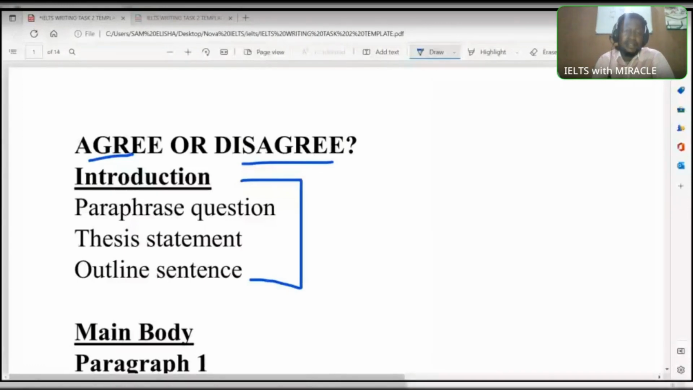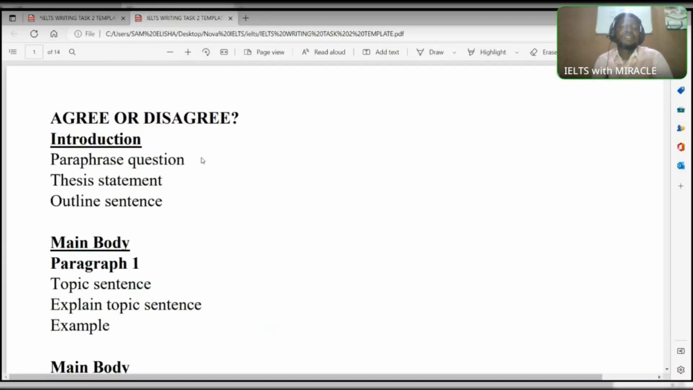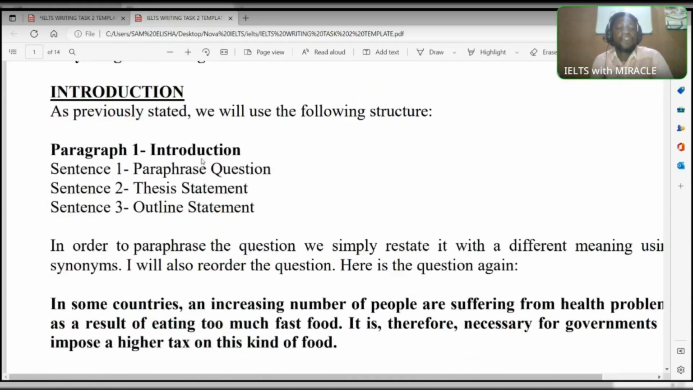Now, before we go to the body, let me show you an example. Let's consider this question here and look at what is done in the introduction. As previously stated, we'll be using the following structure. So this is like a 3-sentence structure. First, we paraphrase the prompt. Then we write the thesis statement. Then we have the outline sentence or the outline statement. Right? Okay.